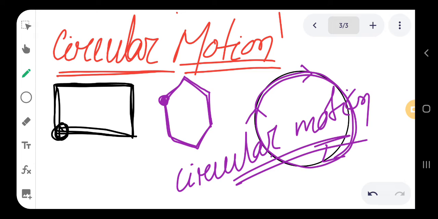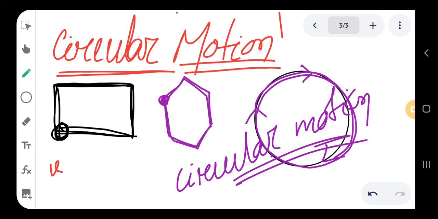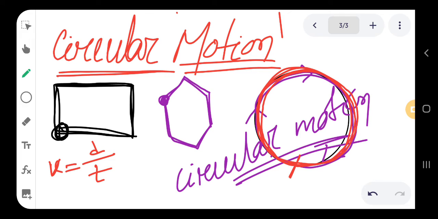Acha. So we know that velocity or speed, v, is equal to distance by time. So in a circular path, suppose you started from here, you went round and round and round, and you came here. What is the distance you covered? This is the circumference of the circle.